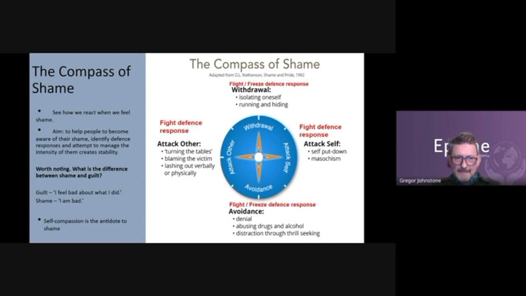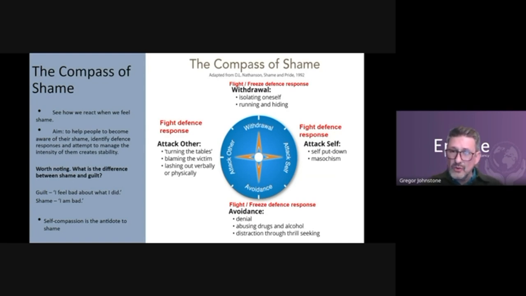Nathanson's Compass of Shame identifies 4 different types of human responses that we go into when we're trying to cope with shame: withdrawal, attack self, attack others, and avoidance. We know that high levels of shame are associated with a number of mental disorders, including psychological issues like depression, anxiety, personality disorders, low self-esteem. And when we are triggered into shame, we experience what Nathanson calls a cognitive shock, and that stops us thinking clearly. No one can think clearly in that moment of shock.